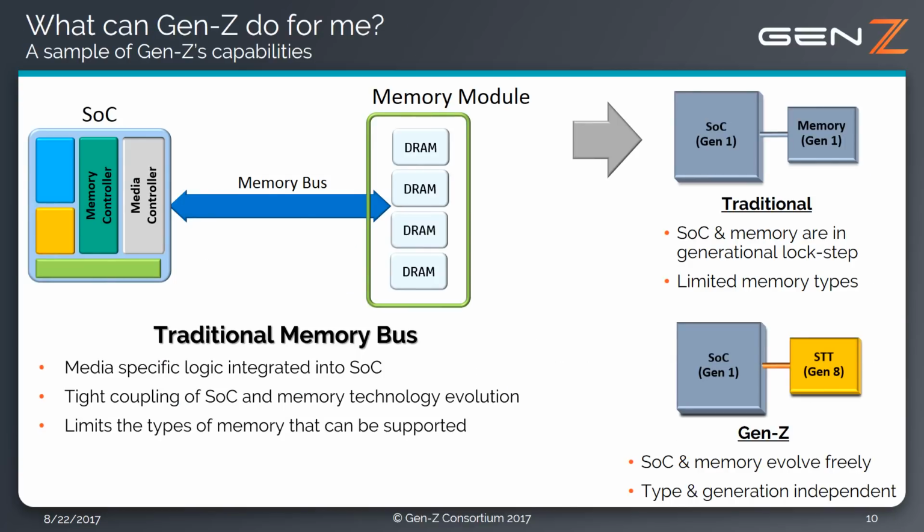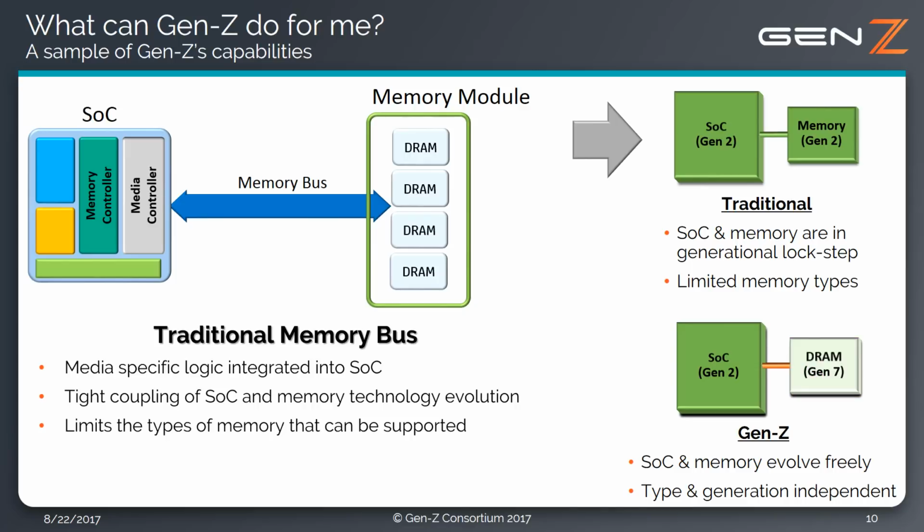To give you a sample of what Gen Z technology can do for you, let's take a look at how Gen Z can be used for memory interconnect between a CPU, for example, and memory components of various types and generations. In the figure on the top left, we see a DRAM DIMM connected to a CPU, processor, SoC, or other host component. Let's just call it an SoC for now, system on a chip.